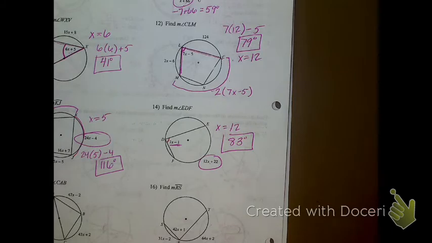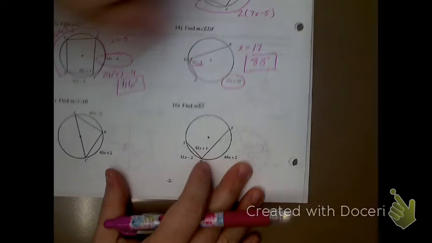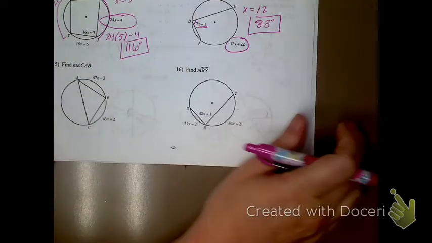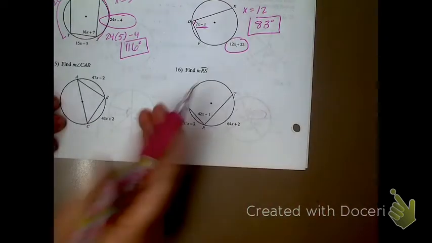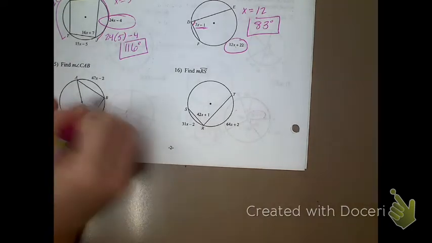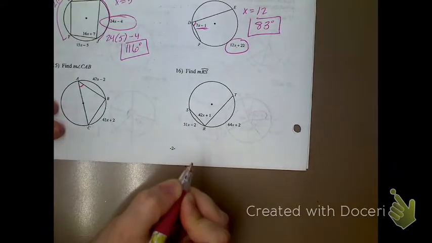So everyone got through number 14 at least. Period 2, I got a little bit further. But let's finish these guys up. So, number 15. Find the measure of angle CAB. CAB. So that's this angle right here that I need to find the measure of.